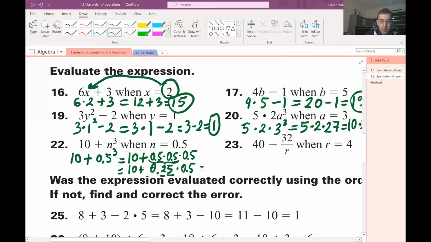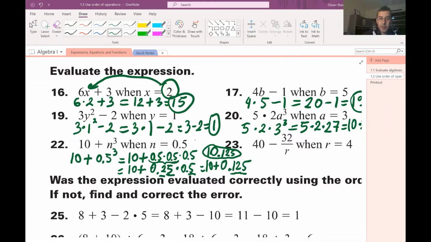Okay, now we have addition and multiplication. Of course, multiplication is going to be done first. So we have 10 plus. What is 5 times 25? It's 125. And then here we have 1 decimal place, 2 decimal places, 3 decimal places. So it's 0.125, or the final answer is 10 whole and 0.125. That's the solution for number 22.